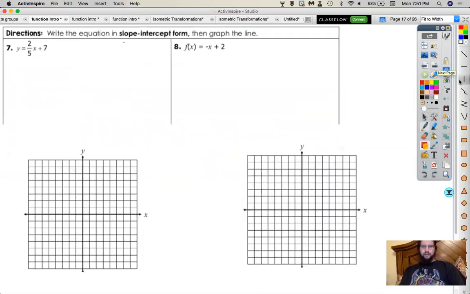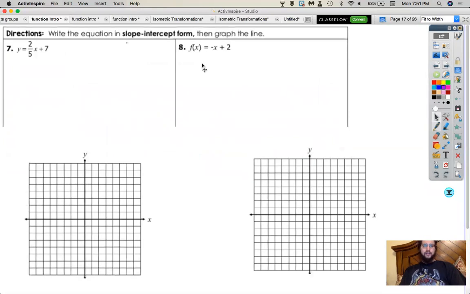So let's do a couple of these. So yeah, function notation is still a thing. Remember, y is your output, f of x is your output, g of z, whatever your function's name is, whatever your input's name is, doesn't matter. This notation, function notation, just means y.